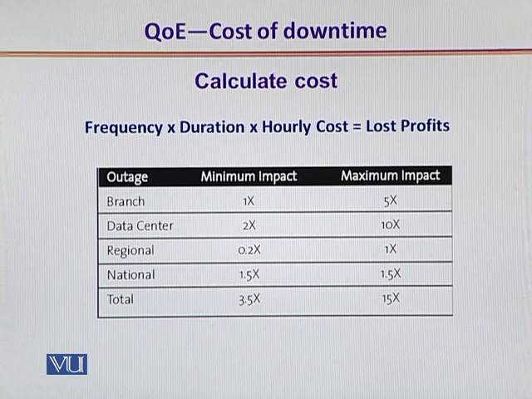Let's look at this table. This table shows us the impact of outage, the minimum and maximum impact. For example, if you look at the branch, the minimum impact is going to have 1x and the maximum is 5x. It means that the minimum impact is only one time, 1 unit, and the maximum impact is up to 5 units of the basic unit that you define. Whereas at the national level, it could go up to 15 times and so forth.